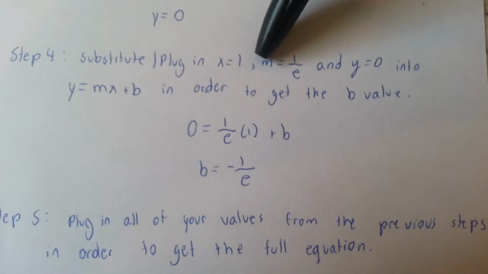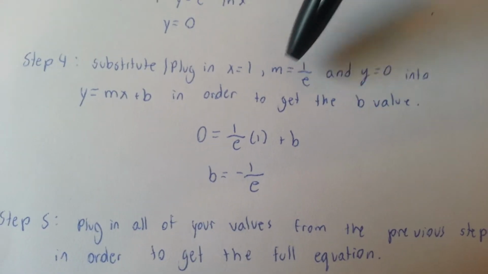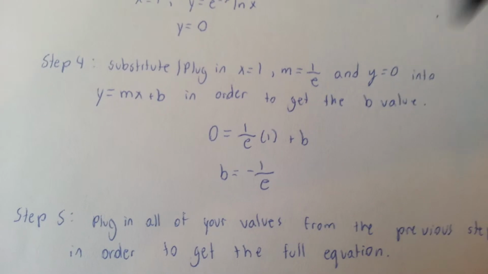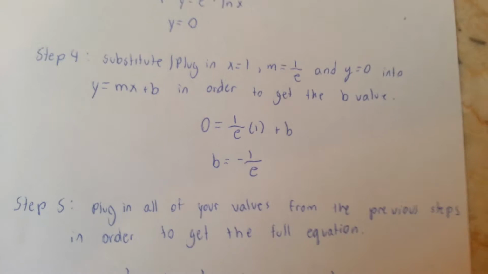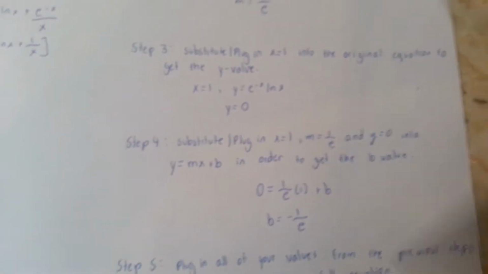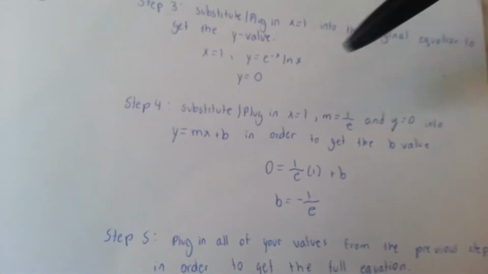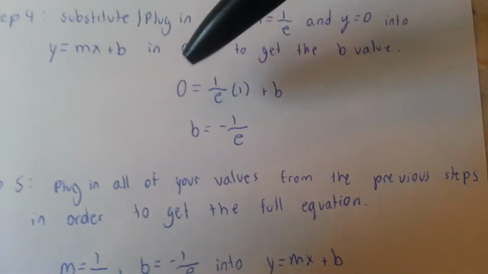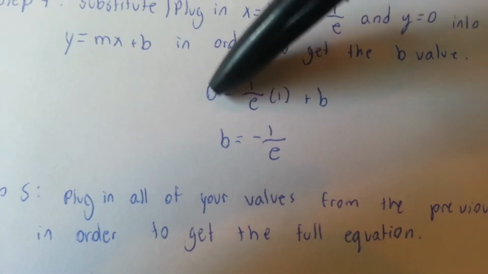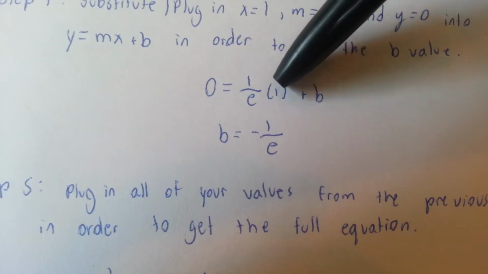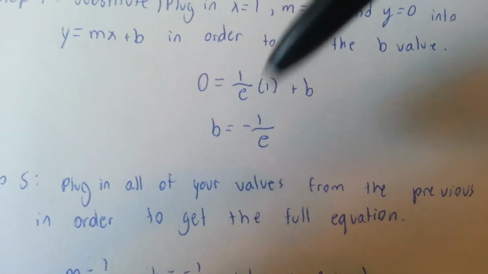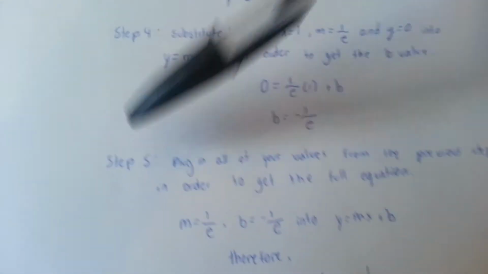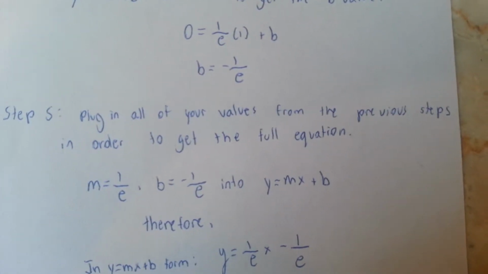The fourth step is to substitute or plug in x is equal to 1, m is equal to 1 over e, which is the slope, and y is equal to 0, into y is equal to mx plus b, the equation of the tangent, in order to get the b value. So we're basically using all the values that we got from the previous steps in order to find the b value. So I ended up plugging in the y value, the x, and the slope, and I got b is equal to negative 1 over e.